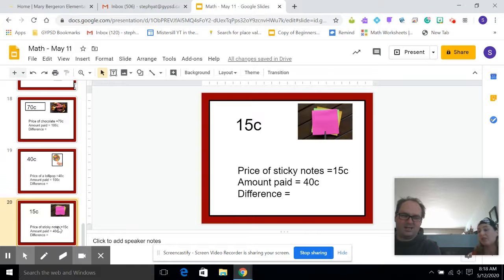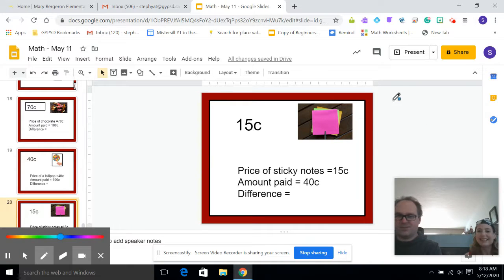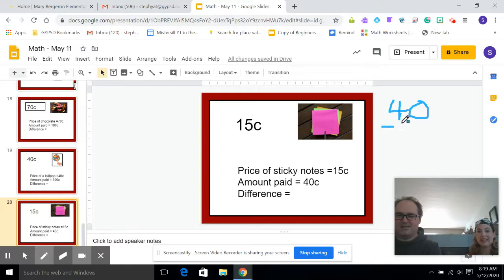Okay, the next one's going to be more tricky. So, your sticky notes are 15 cents, and the amount you paid is 40 cents. What's the difference? Well, again, you'll have to go 40 minus 15. You could count up from 15 till you get to 40 to figure out how much it is, or you could write out 40 minus 15. Let's do it. Show them how to do that. Okay, 40, and minus 15.